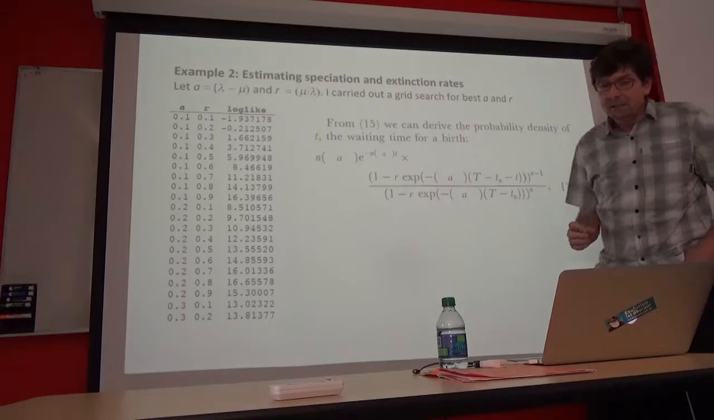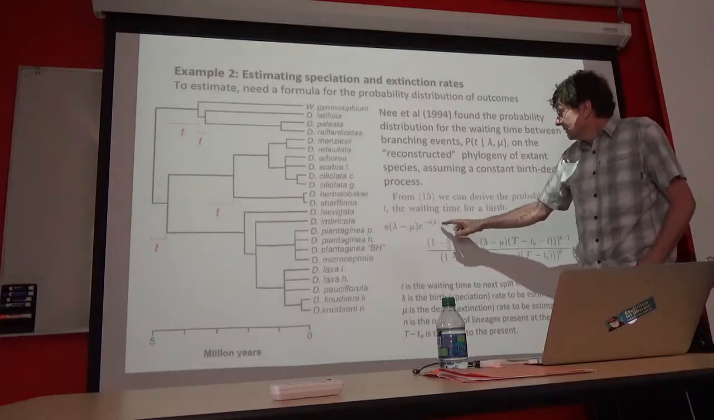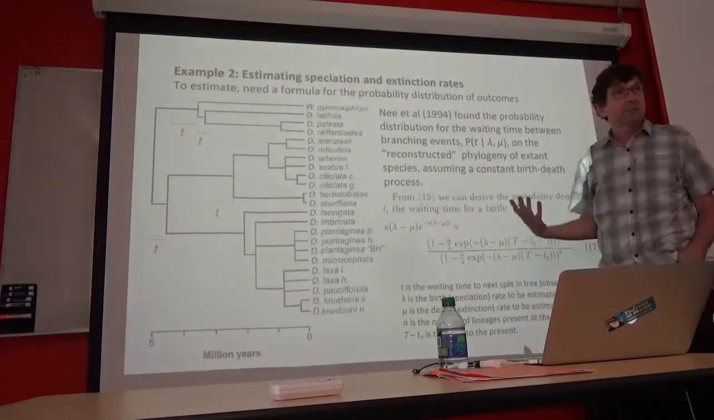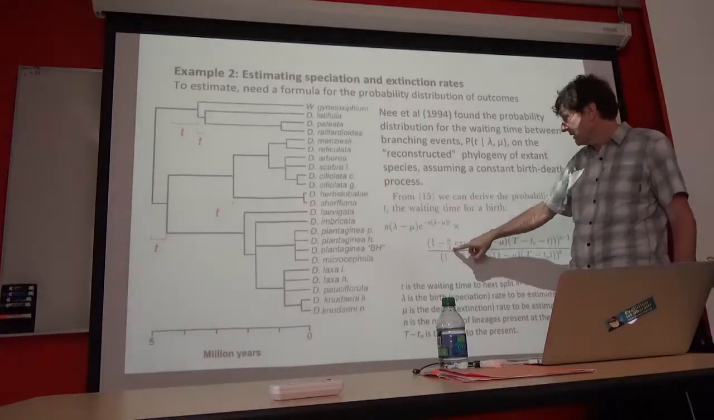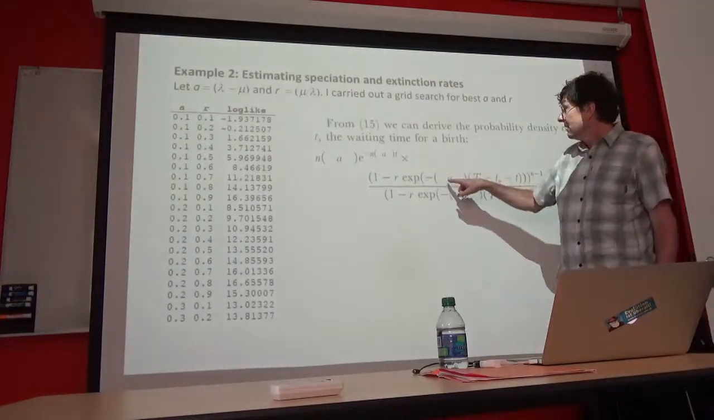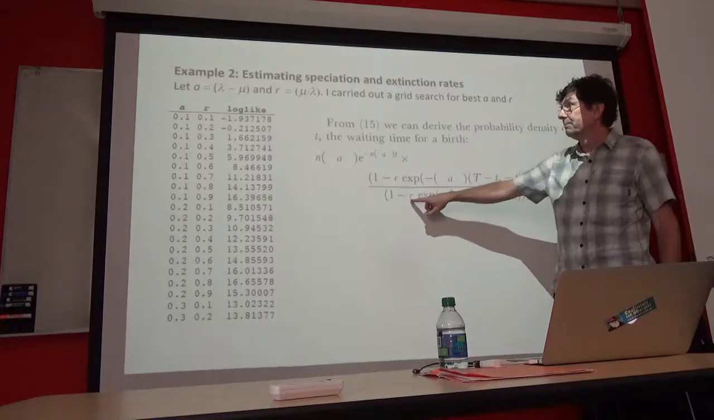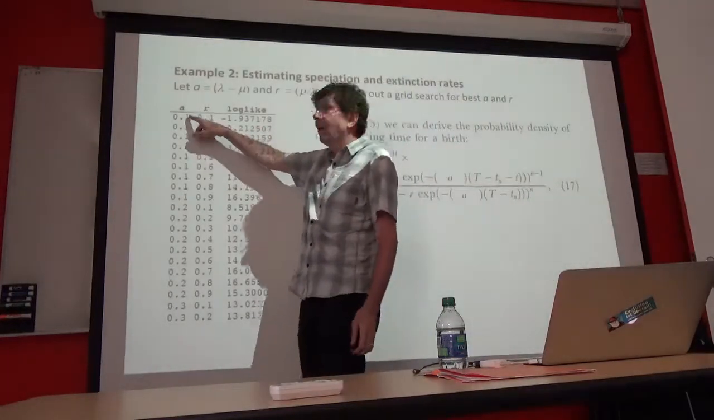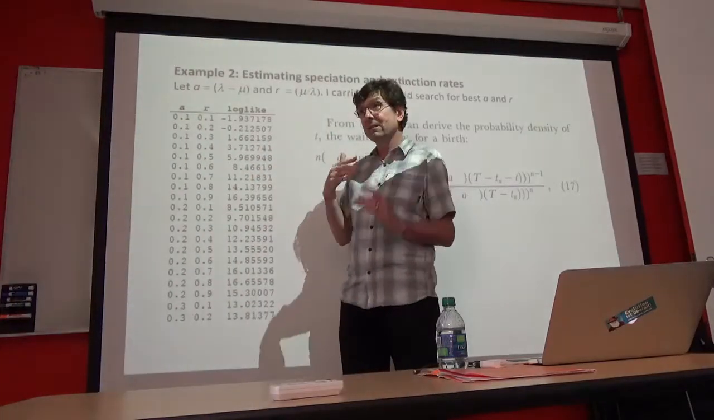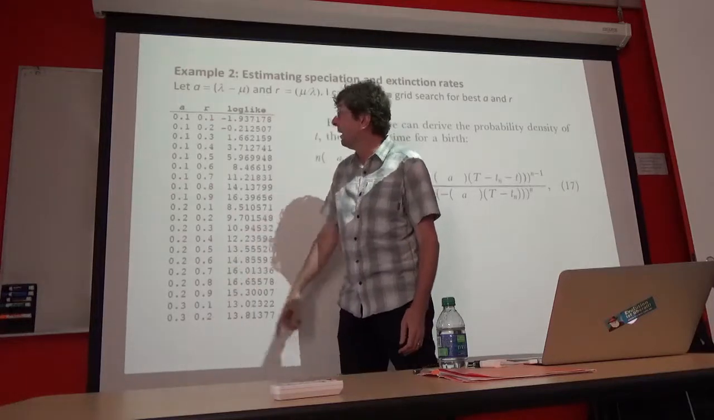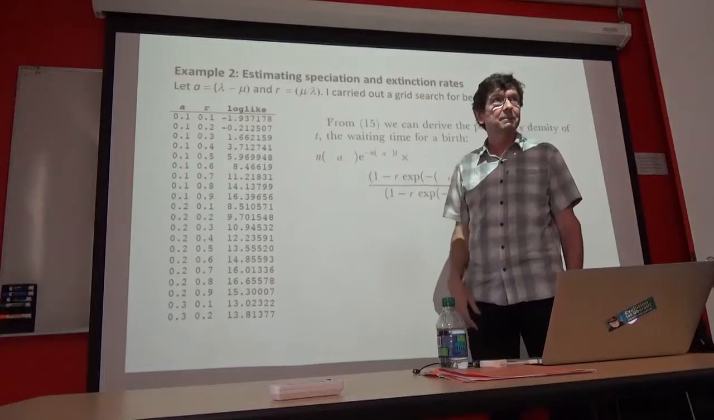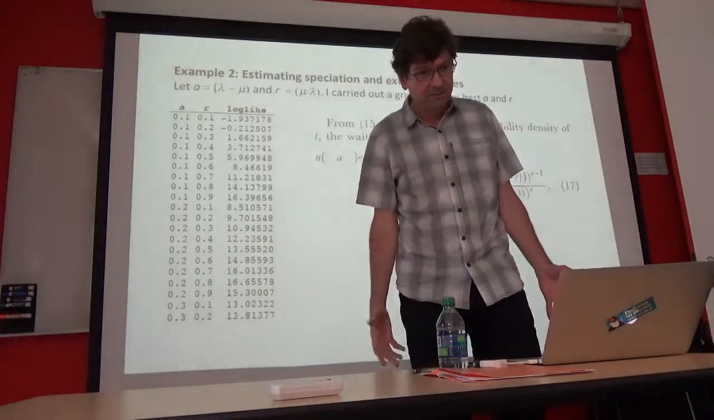So what I did was, if you look at the formula, the speciation and extinction appears either as the difference between the two, which is sort of net diversification, or as the ratio of extinction to speciation. So I just rewrote the equation and called the difference A and the ratio R. And then I went through all possible values for A: 0.1, 0.2, 0.3. Obviously, I did a finer distinction as well. And all possible values for R, and calculated the log likelihood every time using this formula. So it was just sort of a brute force search.